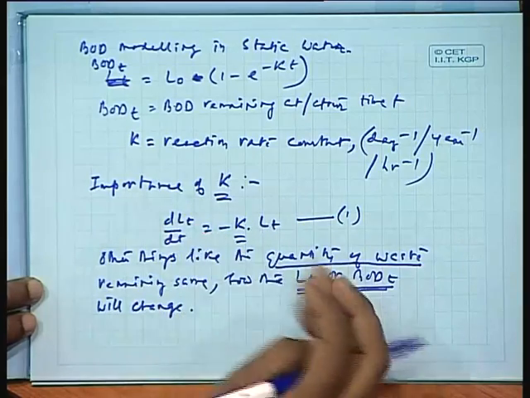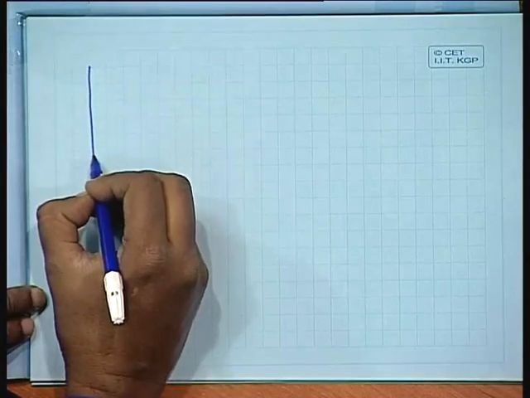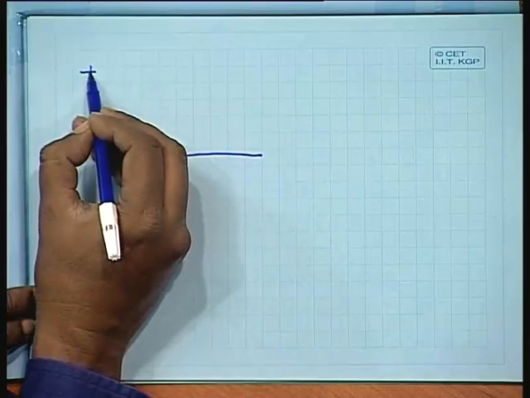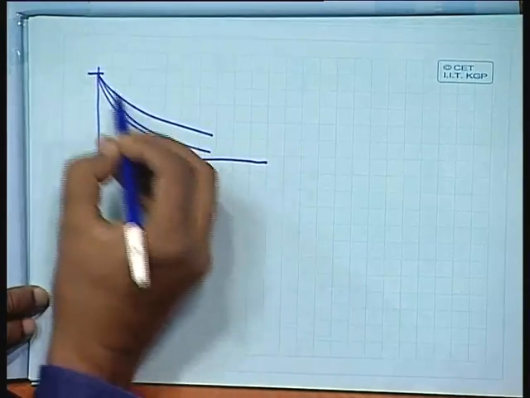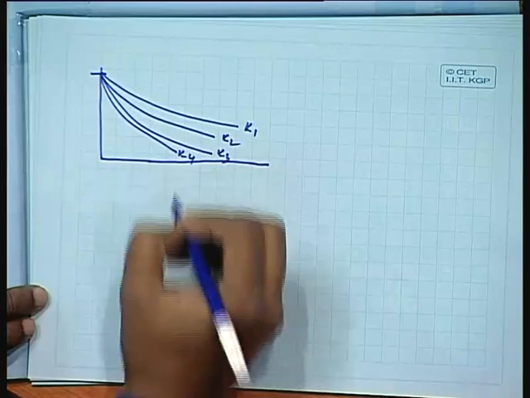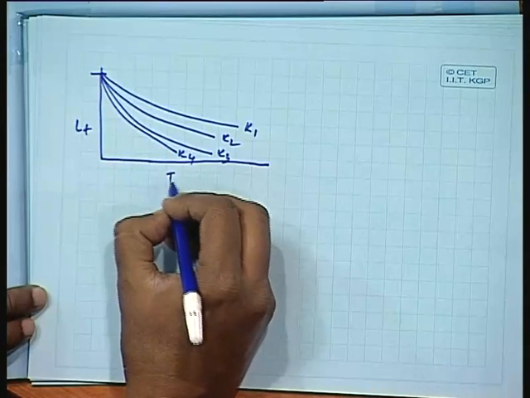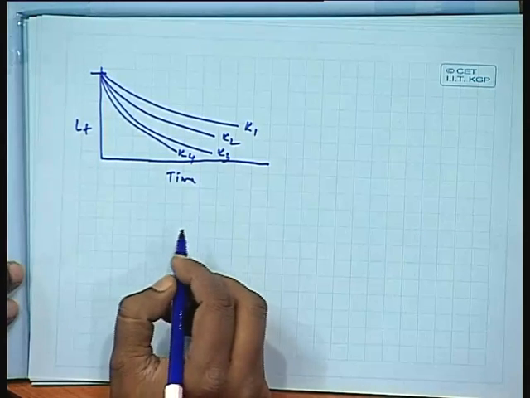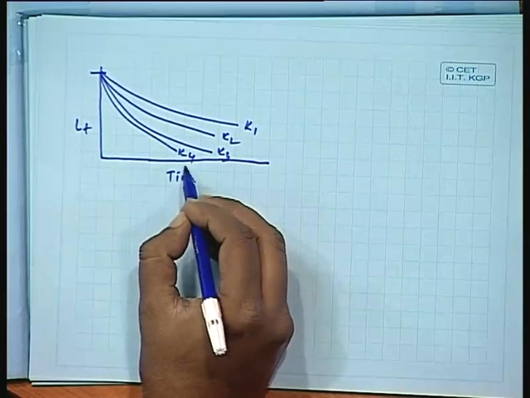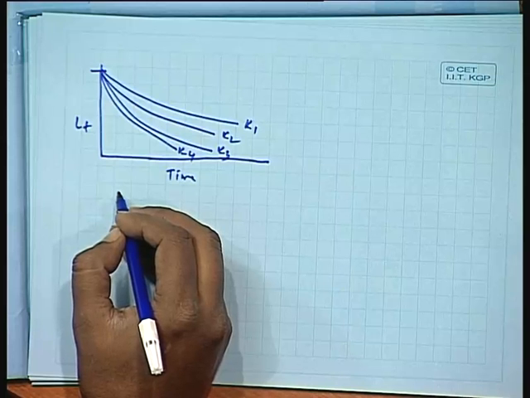Even if the same waste is starting from the same BOD, it would have different values because of k1, k2, k3, k4. This is the BOD remaining, so this is Lt against time. How this function would be influenced, Lt would be largely guided by the parameter k, which is known as the reaction rate constant.